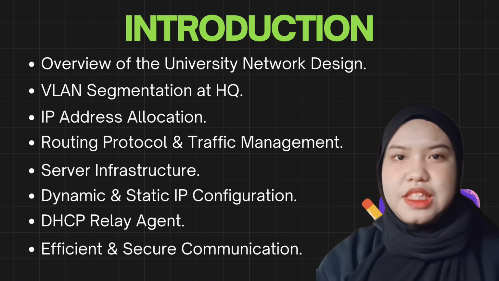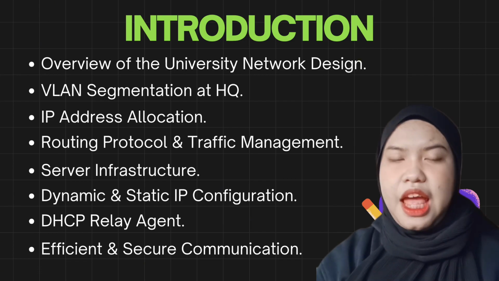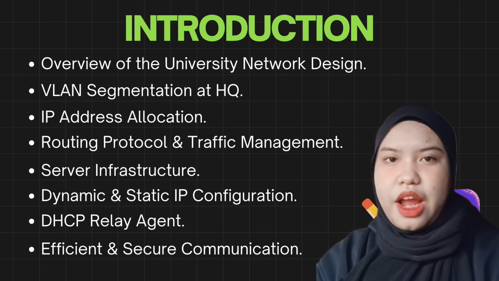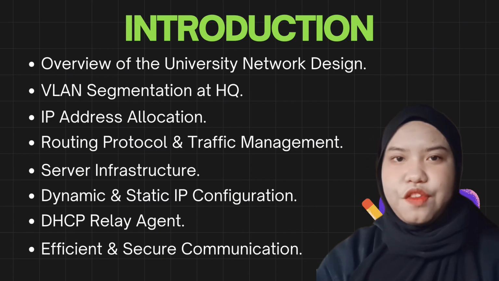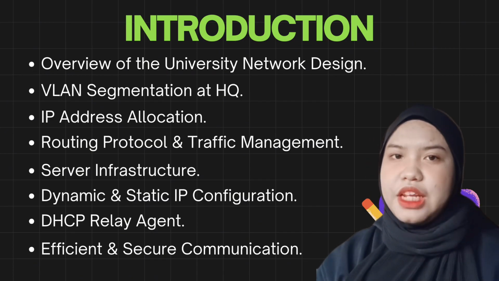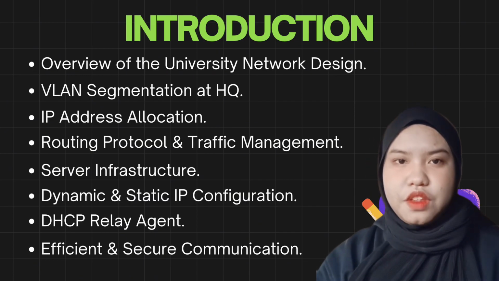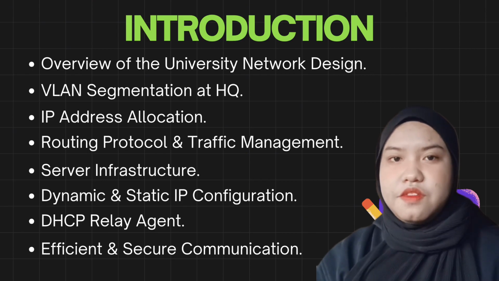Routing protocol and traffic management to ensure seamless communication between the HQ and branch locations. The network employs the Enhanced Interior Gateway Routing Protocol or EIGRP. Additionally, access control lists or ACLs are likely implemented to enforce specific communication rules, providing security and control over traffic flow between network segments.